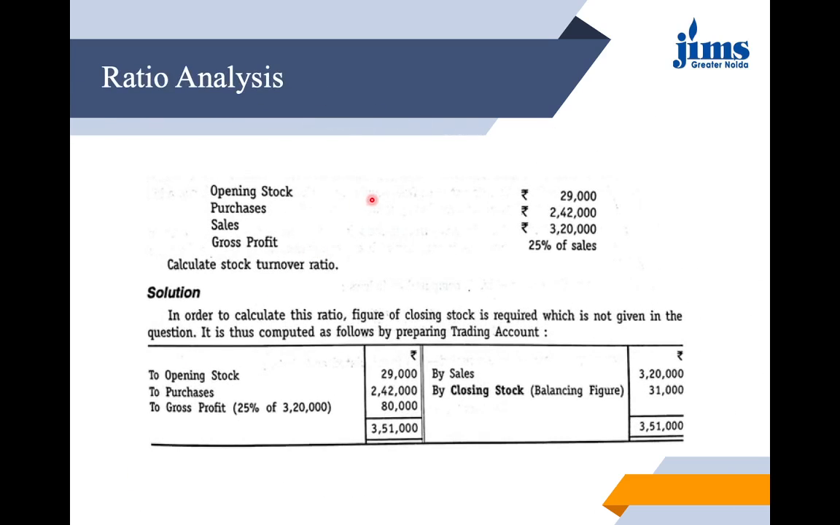Let us have a look at a numerical based on this. Opening stock is given as 29,000, purchases are given, sales are given, and gross profit is given. So we need to check out here. We can first of all see what is the closing stock. We have marked opening stock, purchases, 25% of sales as gross profit. Sales are being mentioned and the balancing figure, 31,000, is calculated as the closing stock.